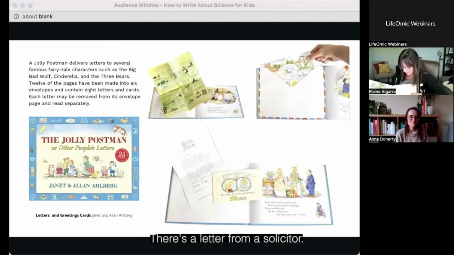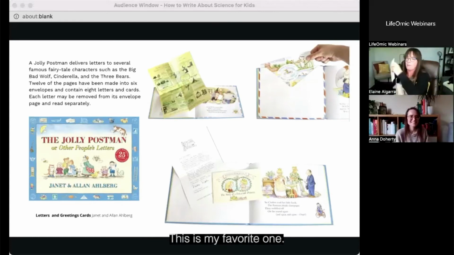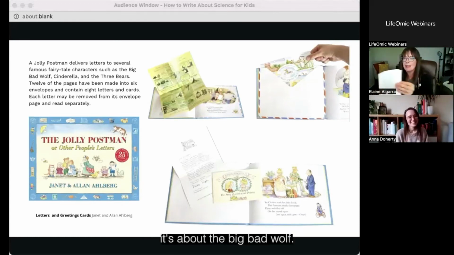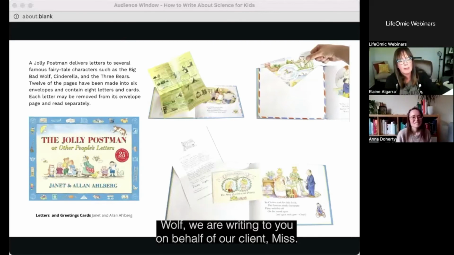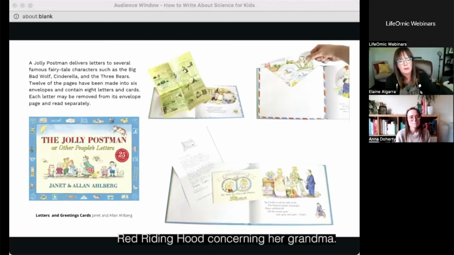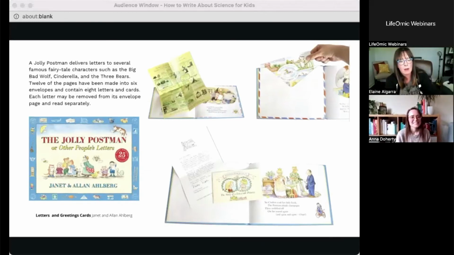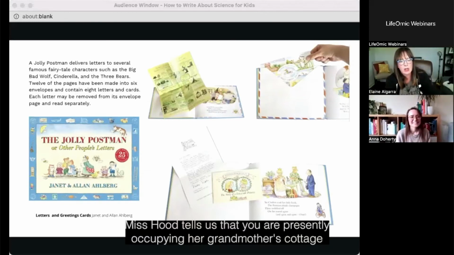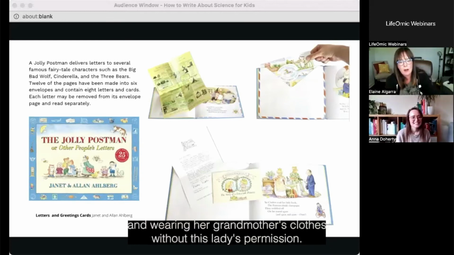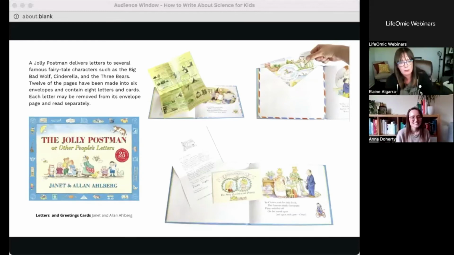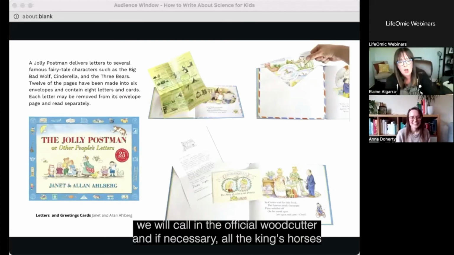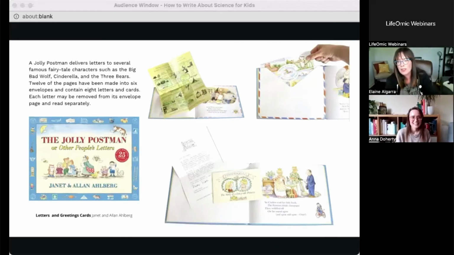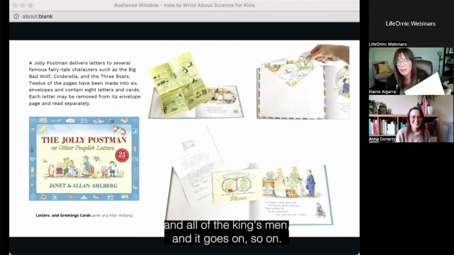There's a letter from a solicitor. This is my favorite one. And it's about the big bad wolf. And it goes, "Dear Mr. Wolf, we are writing to you on behalf of our client, Miss Riding Hood, concerning her grandma. Miss Hood tells us that you are presently occupying her grandma's cottage and wearing her grandma's clothes without this lady's permission. Please understand that if this harassment does not cease, we will call in the official woodcutter and, if necessary, all the king's horses and all of the king's men." And it goes on and so on.